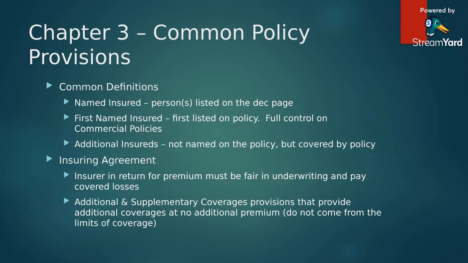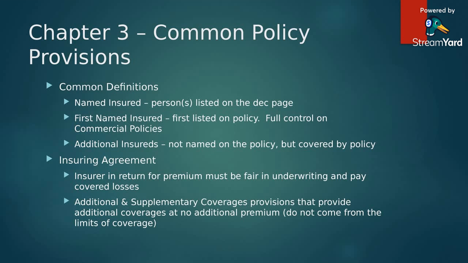Common definitions. The named insured. This is the person or people that have been listed on the declarations page specifically, right? Under commercial policies, there may be multiple listed, but the first named insured has all the full control of a commercial policy. So the first named insured is literally the first one on the policy. And then there are sometimes additional insureds, people that are not named on the policy, but they are covered by the policy under that first party class.